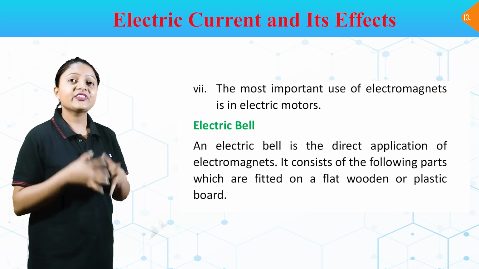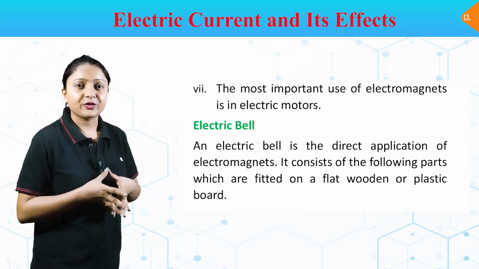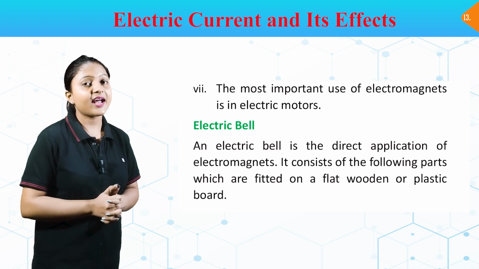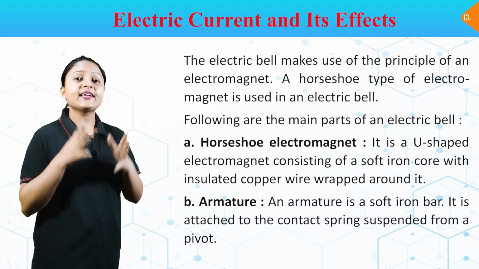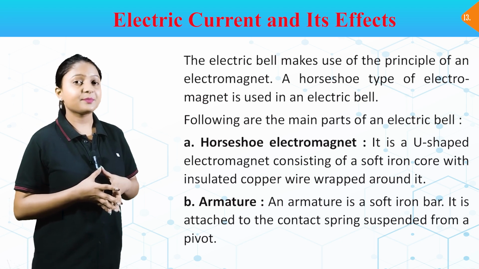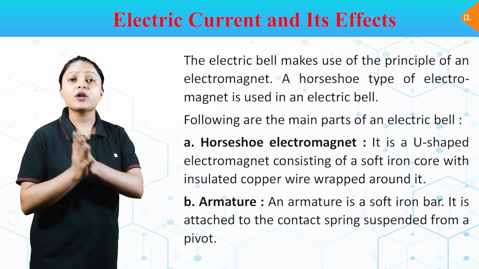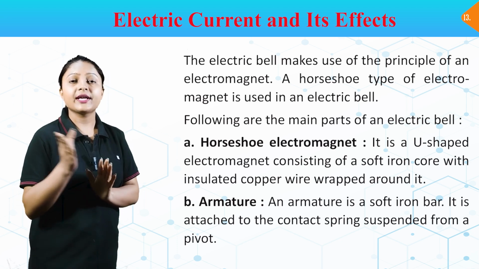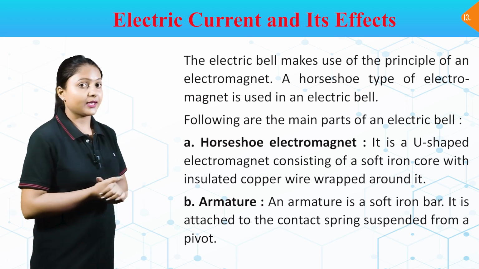Electric bell. An electric bell is the direct application of electromagnets. It consists of the following parts, which are fitted on a flat wooden or plastic board. The electric bell makes use of the principle of an electromagnet. A horseshoe type of electromagnet is used in an electric bell. Following are the main parts of an electric bell.